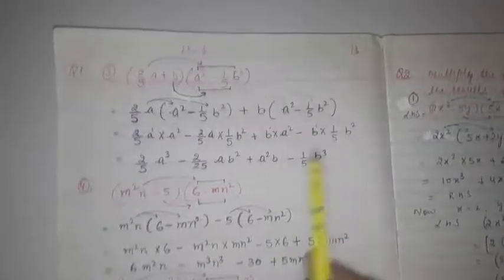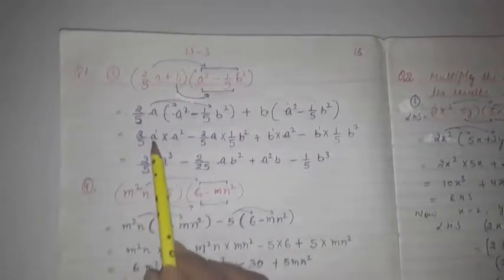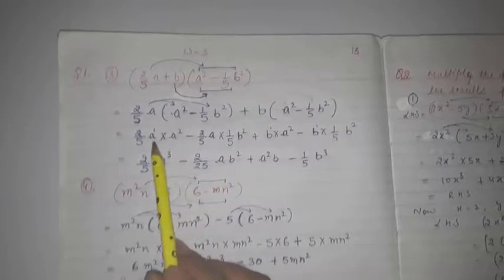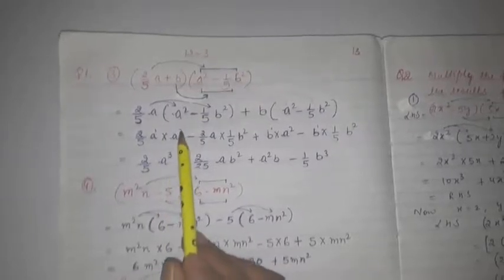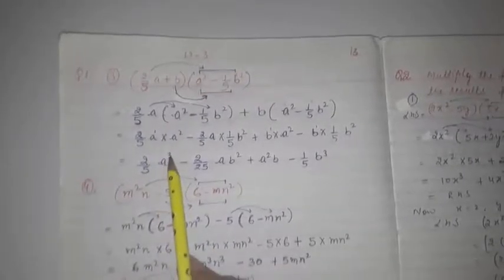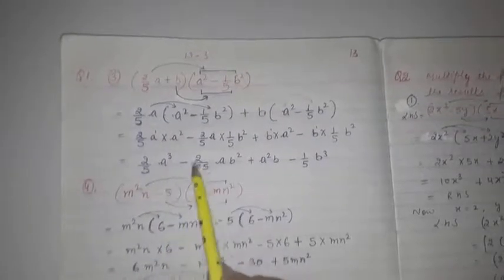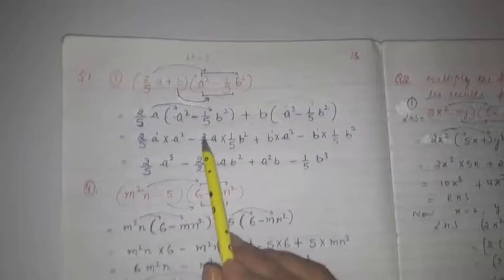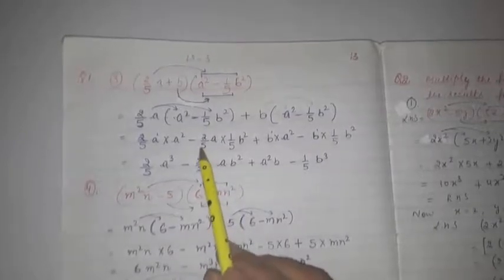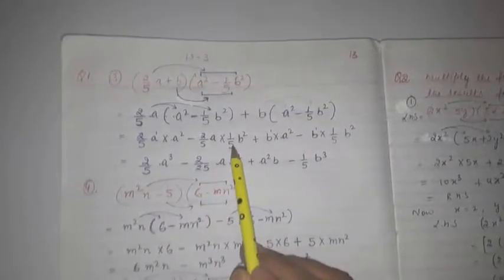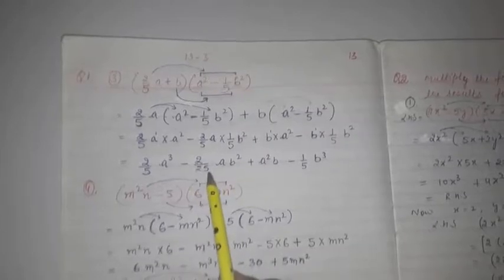Now we have to find the product. So a raised to power 1 into a raised to power 2, the bases are the same, so the powers are added. So a raised to power 3 and 2 upon 5 as it is. 2 upon 5 a raised to power 3 minus, here the coefficients are 2 upon 5 and 1 upon 5. So it becomes 2 upon 25.